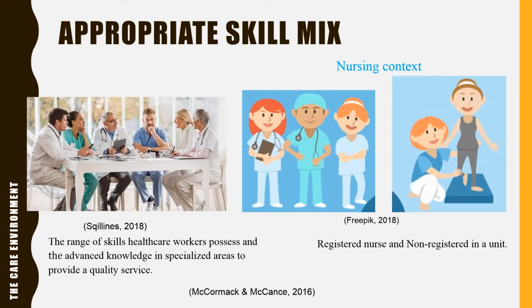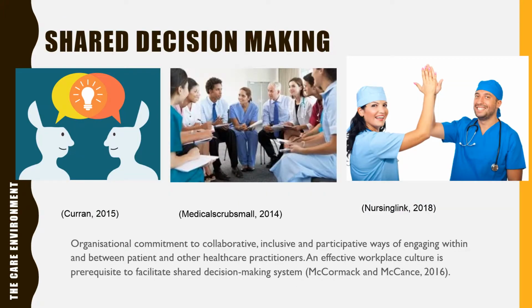In order to achieve a more holistic person-centered care and deliver an excellent quality of care, appropriate skill mix is necessary to be applied in nursing context. This involves appropriation of the mixed qualifications and skills, the appropriate number of personal staff, and the balance of junior and senior staff members. Shared decision-making system.